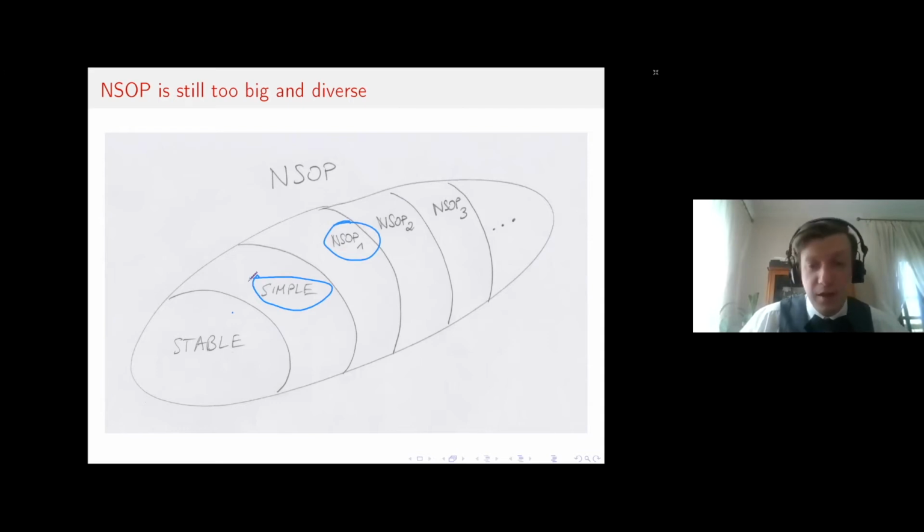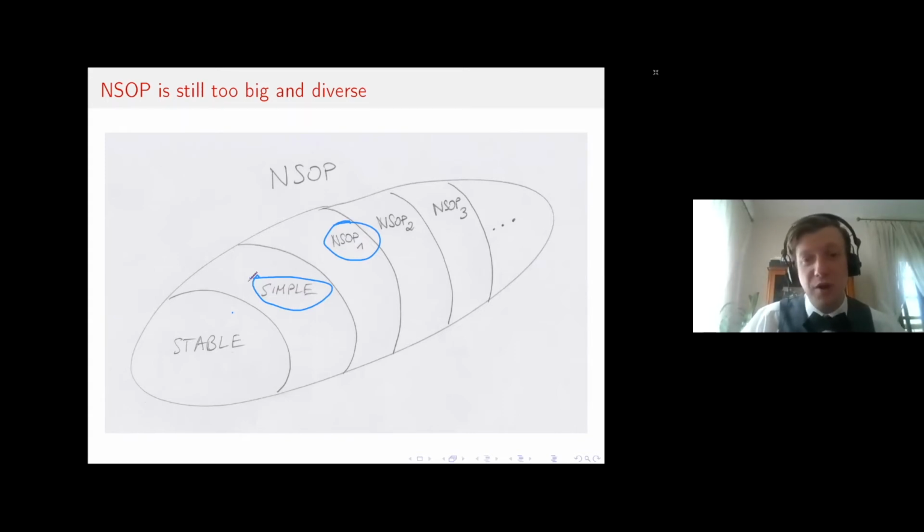Then there is another way of describing simple theories. It's a theory where you cannot have this tree property for a formula. I will skip this, it's not so important right now. I'm just saying that there are two options for defining all the subclasses of NSOP. The first one is you try to have a nice notion of independence. That's an axiomatic approach. The other approach is a combinatorial one.